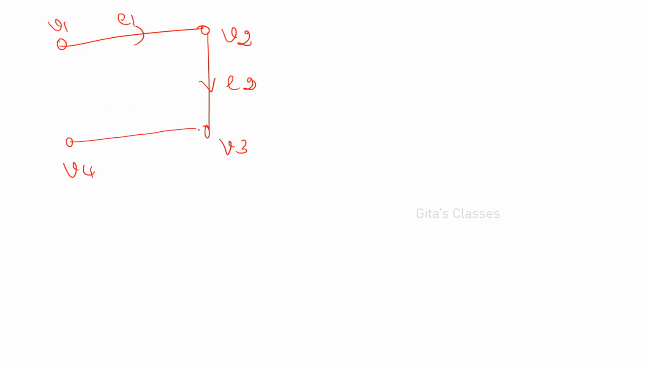One more problem. V1, it is a directed graph. V1, V2, again here it is E1. And from V2 to V3, this is E2. Then V3 to V4 and V4 to V1. This is E4, this is E3. And we have V1 to V3, directed towards V3. It is E5. So here how will you represent this matrix?